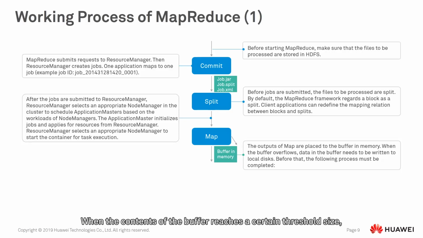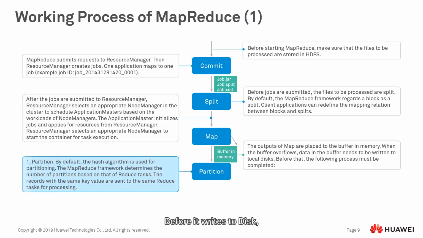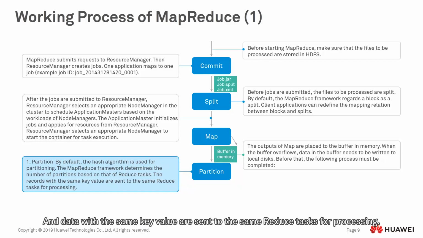When the contents of the buffer reach a certain threshold size, which by default is 80%, data in the buffer will be written to local disks. Before it writes to disk, the following process must be completed. First, data is divided into partitions. The number of reduced tasks is determined by clients, and the number of partitions is determined by that of reduced tasks. And data with the same key value are sent to the same reduced tasks for processing.